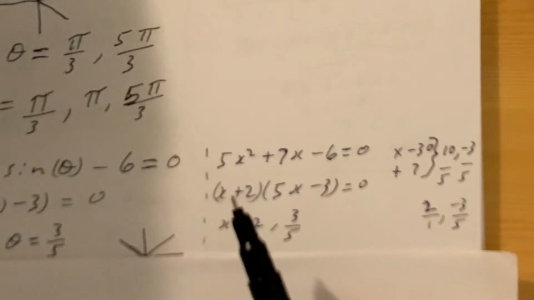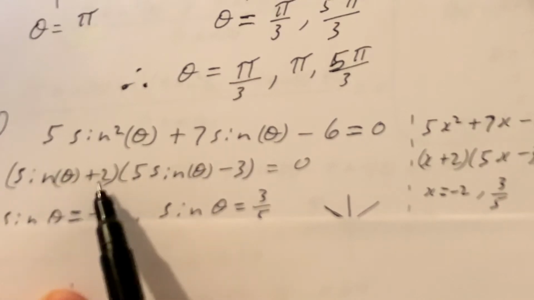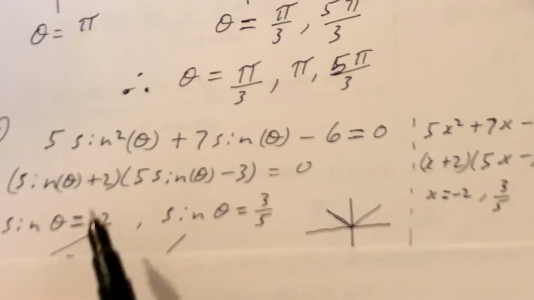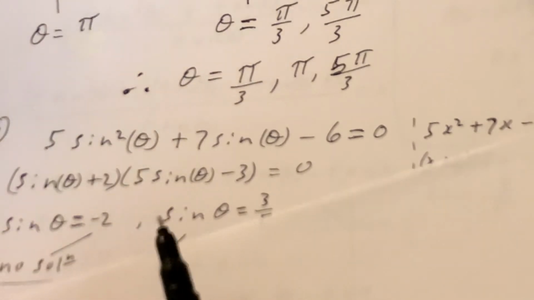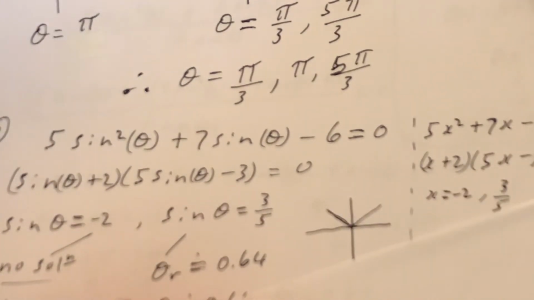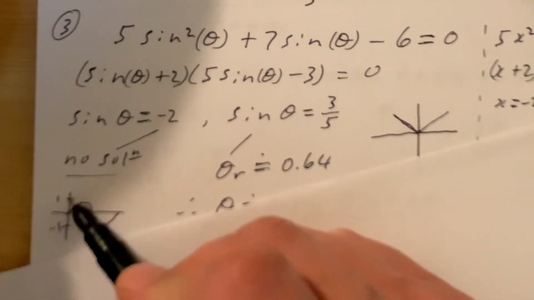Okay, now back over here, transferring that over, we just do the same thing. So the x plus 2 becomes sine theta plus 2, and then 5 sine theta minus 3 is the 5x minus 3. So sine theta equals negative 2. Well, sine theta is between negative 1 and 1. So negative 2 is too low. If you think of the sine graph, okay, so sine theta, it's negative 1 and 1. So you can't go below negative 1 for sine theta or above 1.